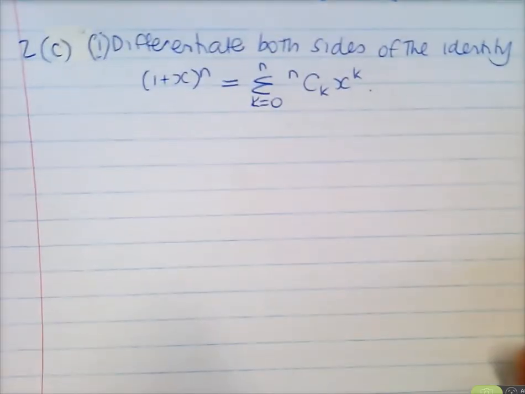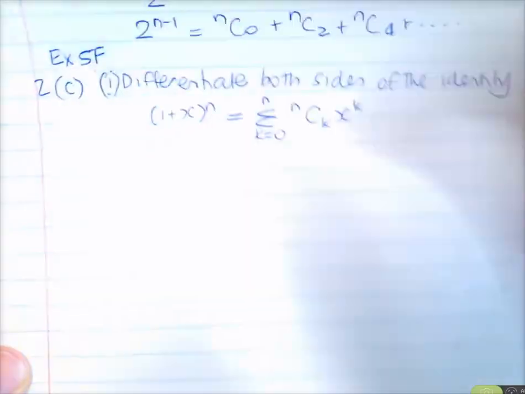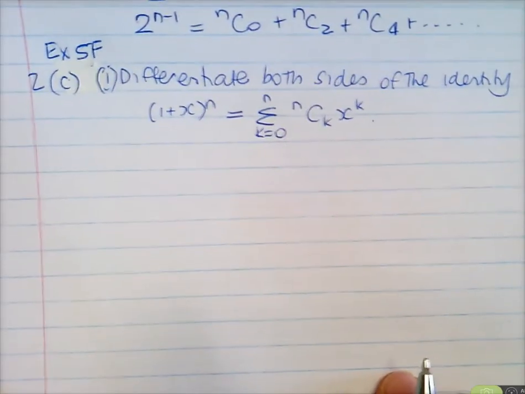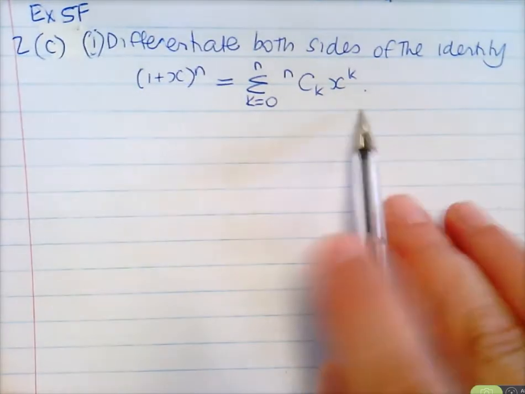Now we're still in exercise 5F. We're up to question 2C. So we've done parts A and B, and question 2C said to differentiate both sides of this identity.